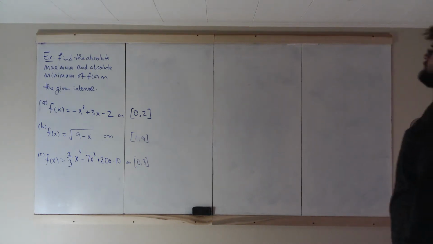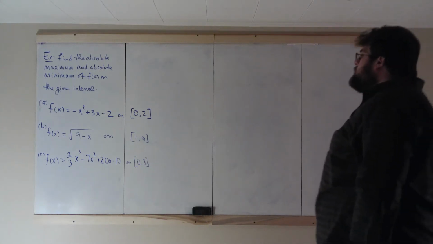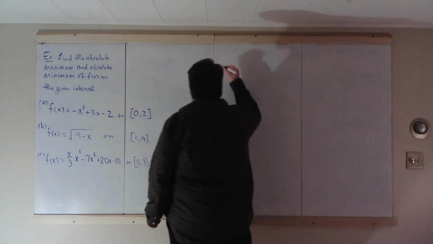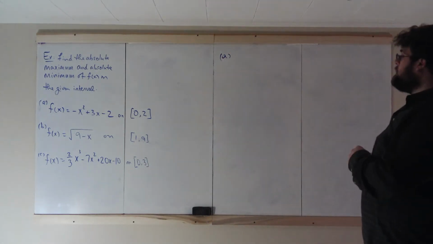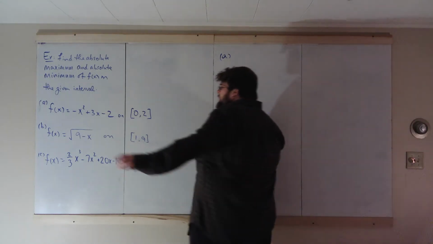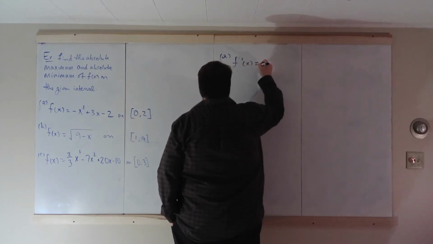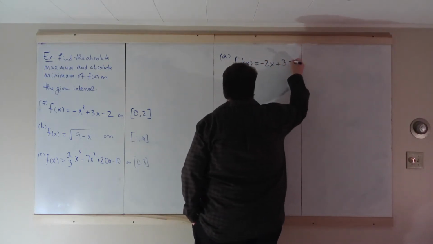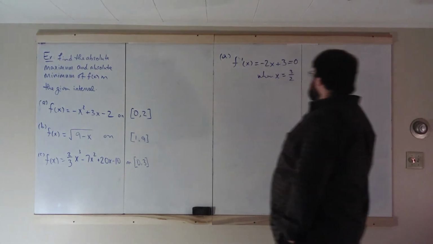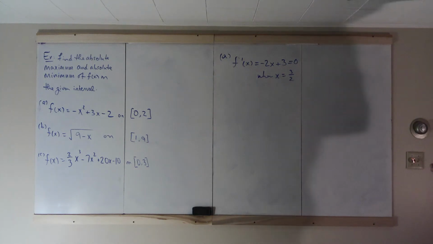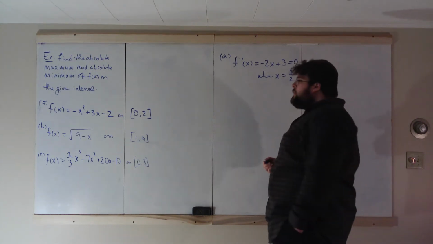Example. Find the absolute maximum and absolute minimum of f of x on the given interval. First one we already saw, but let's complete it. I'm going to go through all the details, but this is the one we found the critical points for earlier. So f of x is that function, f prime of x. I'm going to just write this work out again. Negative 2x plus 3, which equals 0 when x equals 3 halves. So now, step 1, find the critical points. It's never undefined. Step 2, find the endpoints, 0 and 2. Step 3, compare f evaluated at all of those points.